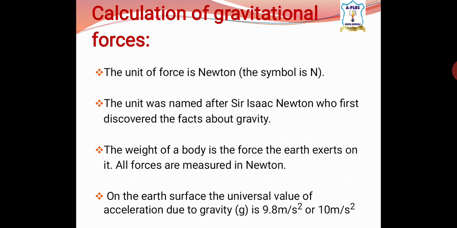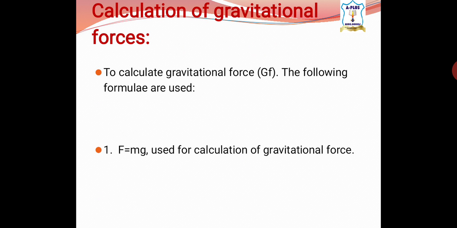The weight of a body is the force the earth exerts on it. So your weight, or the weight of any object, is the force the earth exerts on that body. That is why all forces are measured in Newton. On the earth's surface, the universal value of acceleration due to gravity, which is always represented by small letter g, is 9.8 meters per second square, or 10 meters per second square. So all over the earth, this cannot change. Acceleration due to gravity is 9.8 meters per second square, or 10 meters per second square.